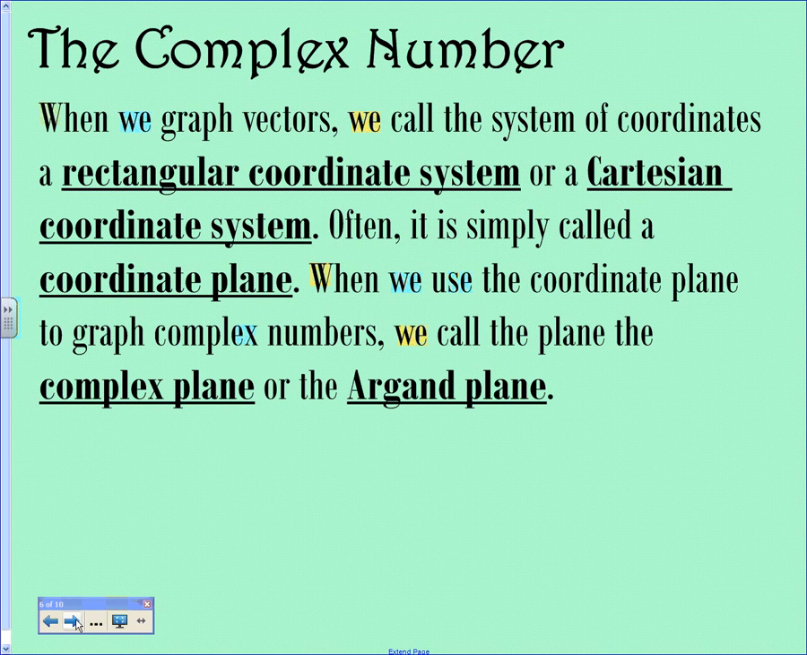So I'm guessing that's who it is that created it, but I really don't know. But the complex plane is where you put complex numbers. It still looks very similar to the rectangular plane. The axes are just labeled differently.